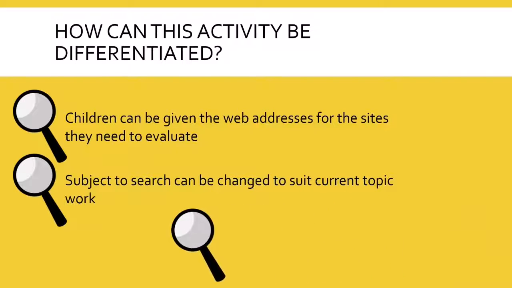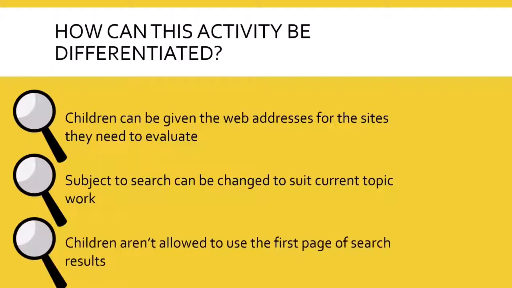A rule can be put in place to choose one site or page from the first page of search results, and the other pages have to be from the second or third or further if available. This can open up discussion as to how or why certain pages will appear on the first page of results, and whether this is a fact that can be considered for reliability.